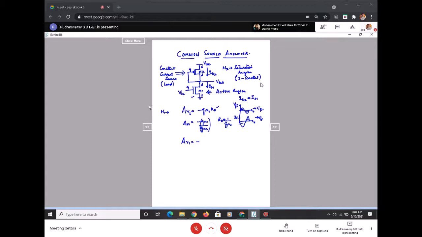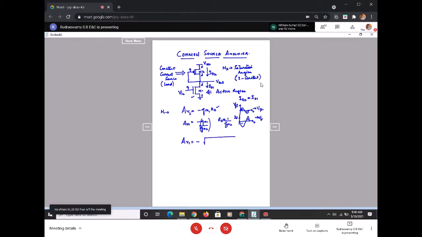As we have seen in the previous session, what is the gain given by? It is given by the transconductance of transistors. GM1 is twice, since it is an NMOS transistor, mu n Cox into the width by length ratio of this into the ID1. This is GM1, divided by, correspondingly, GM2 as 2 mu p Cox W by L of M2 into ID2. So this is what we have.